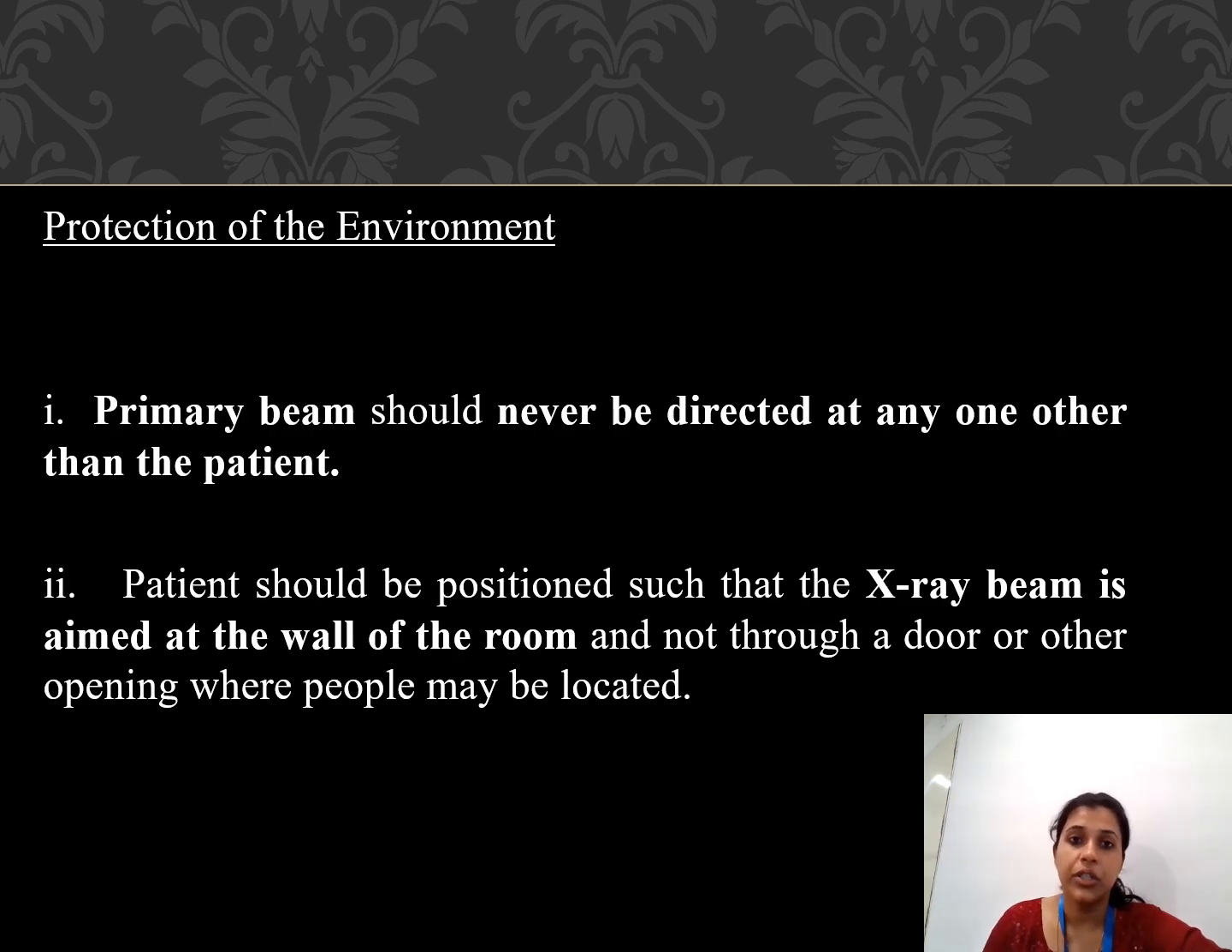Third one is protection of the environment. So the surrounding environment must be protected from the radiation to avoid exposure to the persons in the environment. And this can be done by the primary beam. Primary beam is a beam originating directly from the X-ray tube head. So it should never be directed at anyone other than the patient. And the patient should be positioned such that the X-ray beam is aimed at the wall of the room and not through a door or any other opening where people may be located.